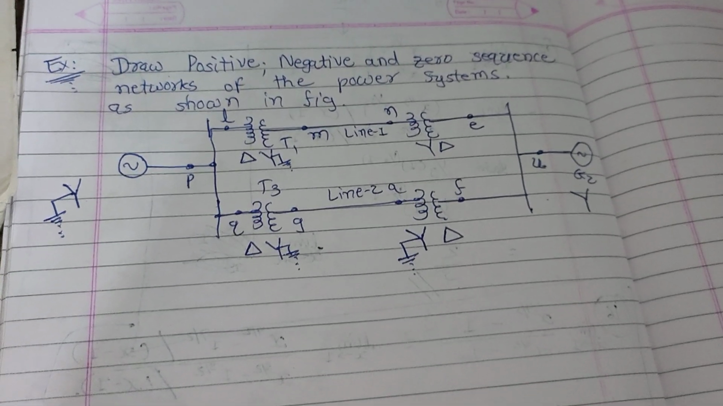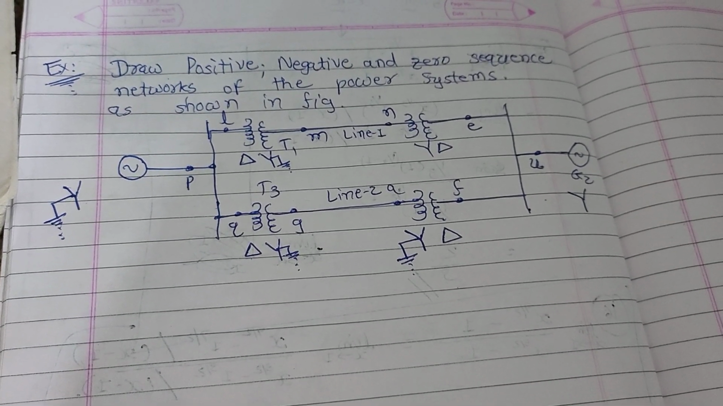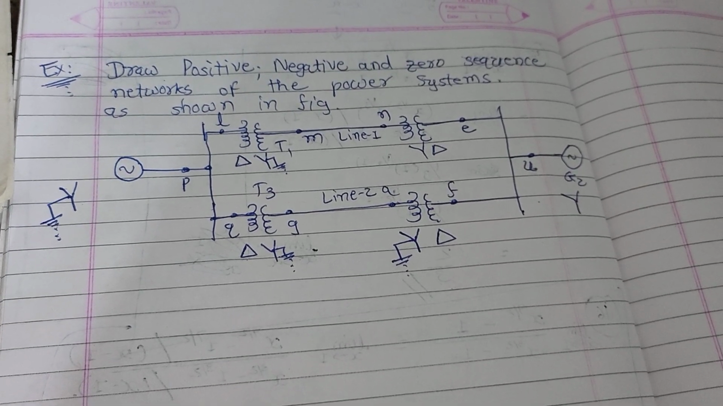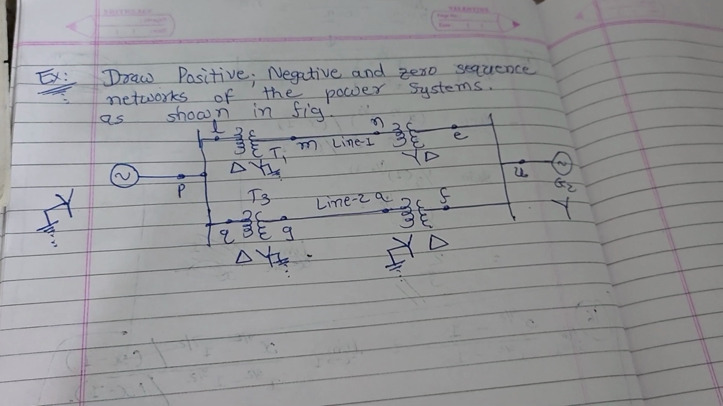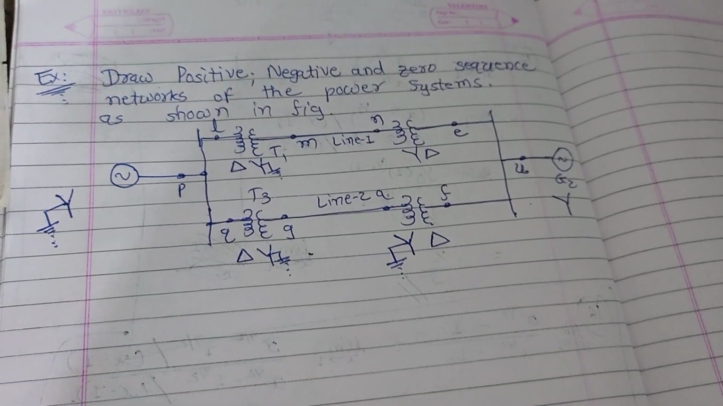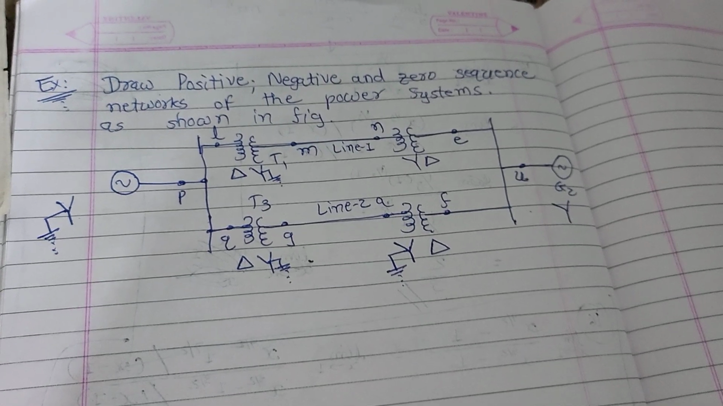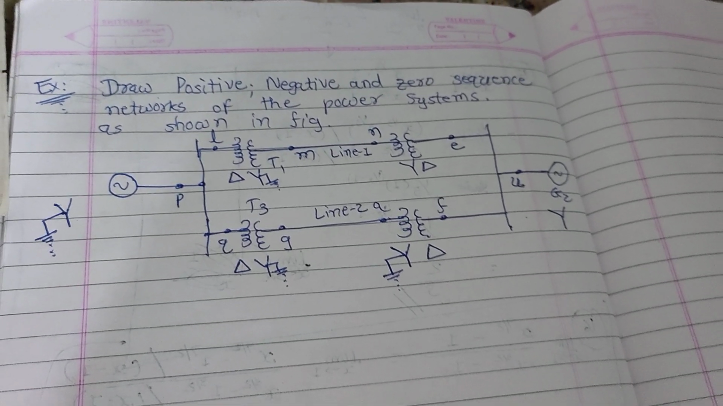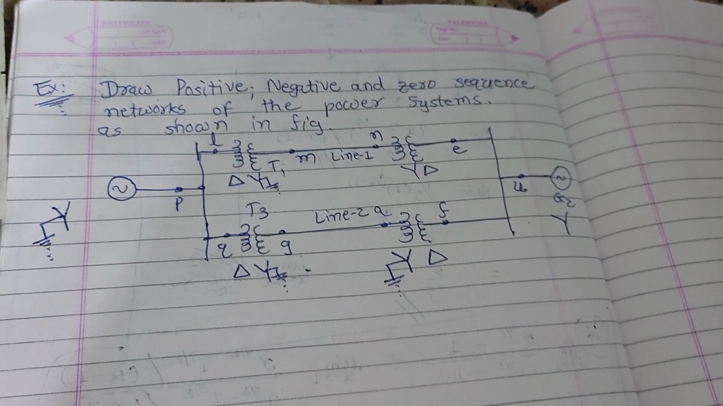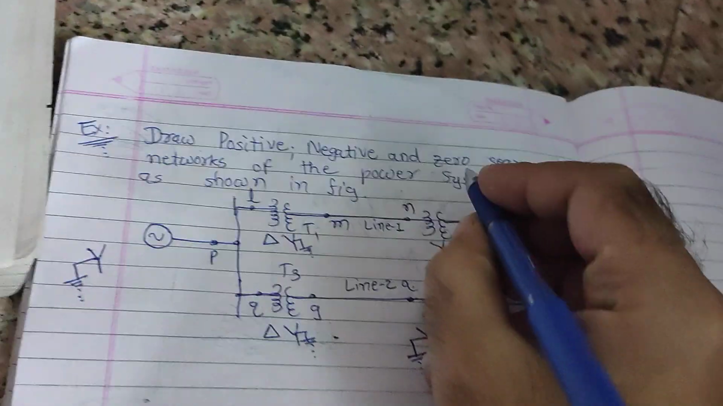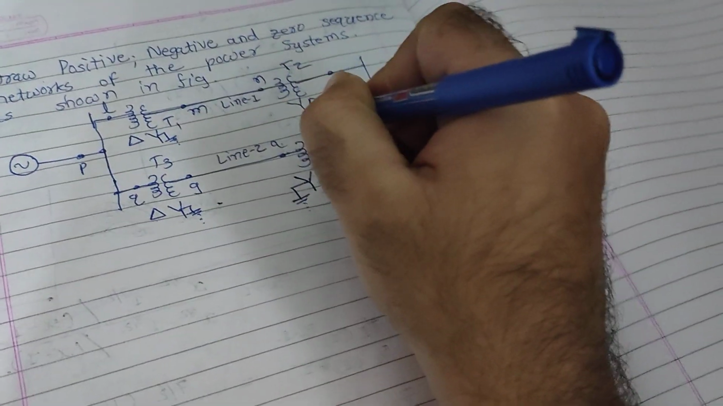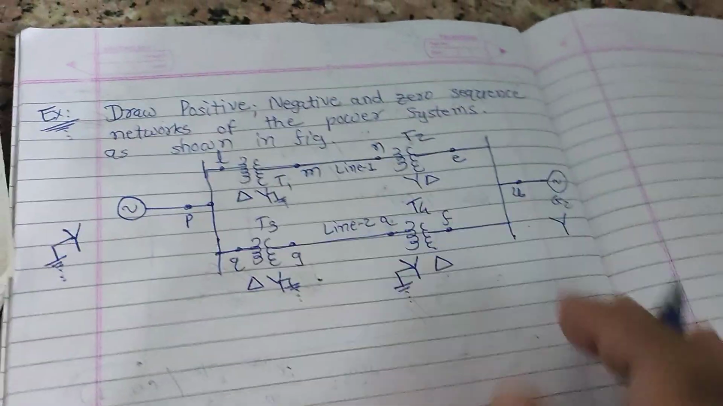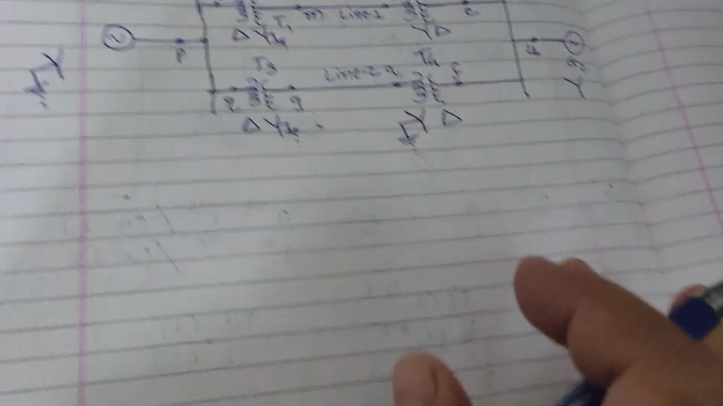Draw the positive, negative and zero sequence networks of the power system as shown in the figure. As you can see, a single line diagram is given, and some symbols are also given, like delta and star grounded for the transformers, with different transformers T1, T2, T3 and T4. So let's start.